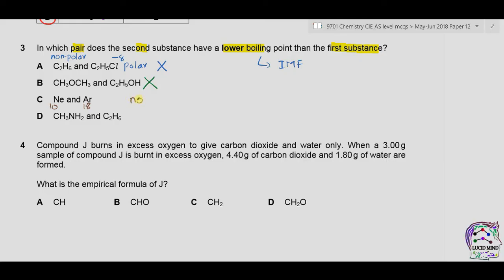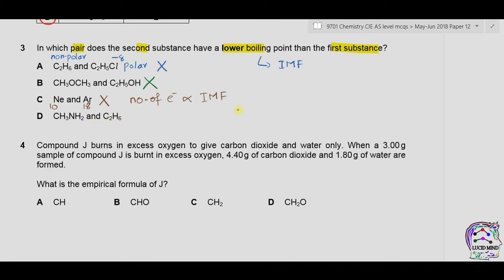Now the number of electrons is directly proportional to the intermolecular forces of attraction or interatomic forces of attraction. So therefore greater forces will be present in argon as compared to neon. So the boiling point of argon should be higher than that of neon. C is also incorrect. For D we have CH3NH2, which is methylamine, and C2H6, which is ethane.